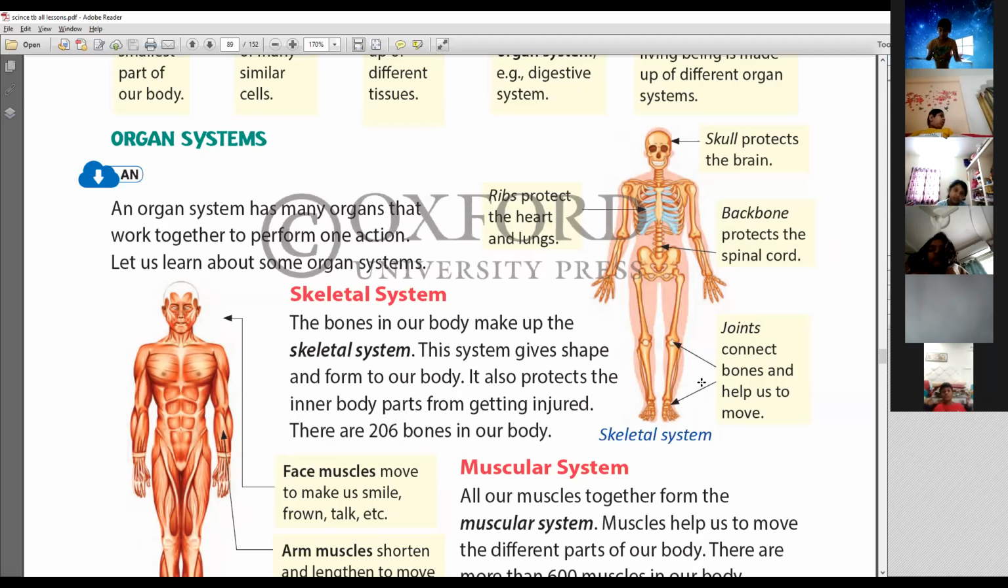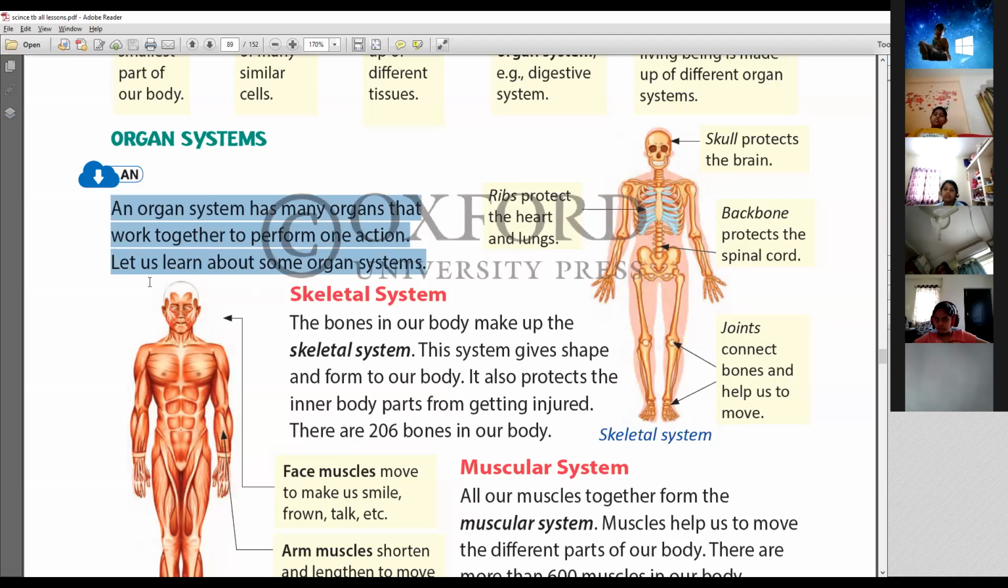So joints connect bones and help us to move. What is the main purpose of joints? It connects bones and also helps us to move different parts of the body. Sriram, all of you listen to me. These blue things are called ribs, which protect the heart and lungs. An organ system has many organs. Protect means that the heart doesn't get hurt when we have an injury, when we fall down, or when we have an accident or something.